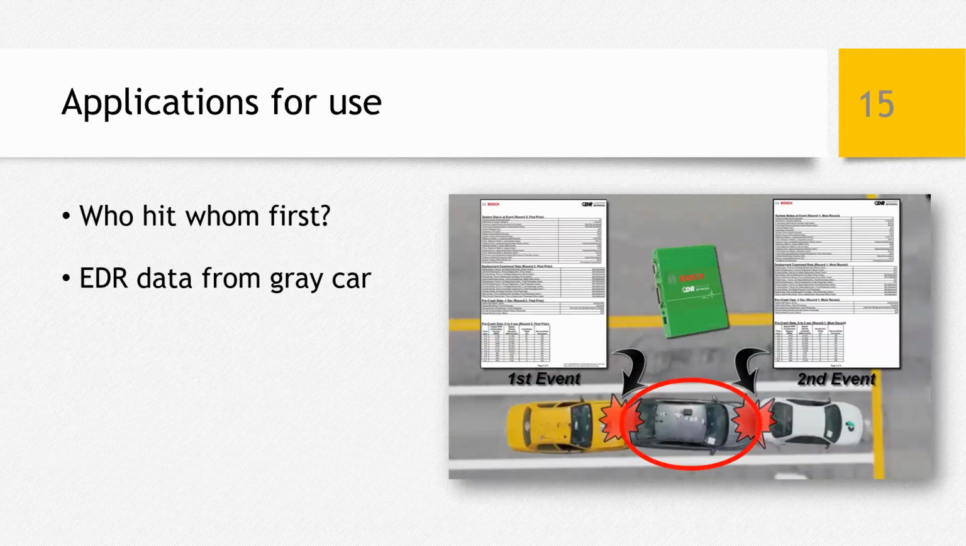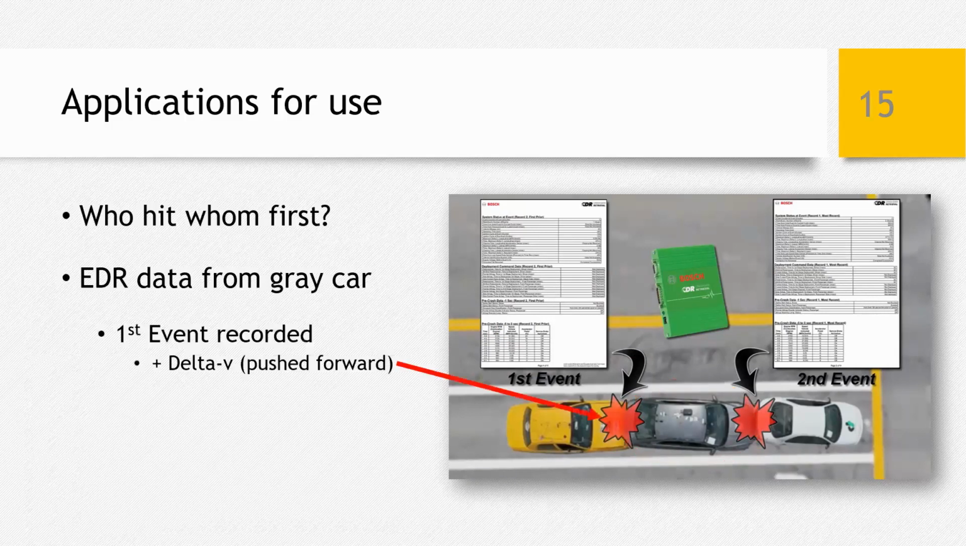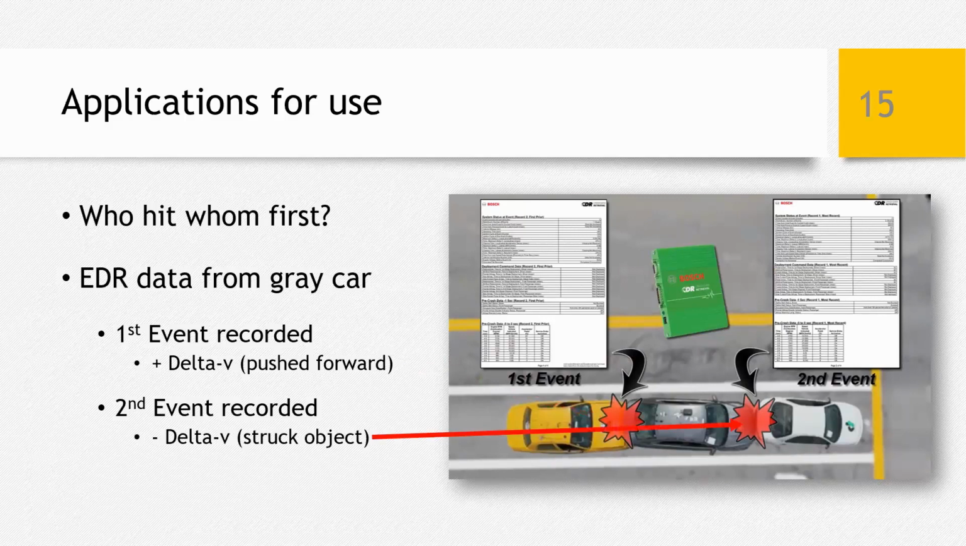In this example, data was downloaded from the gray car in the middle of this inline chain reaction crash, and it showed two separate events or impacts occurred in rapid succession. The data showed that the first impact in this series of impacts had a positive delta V. That indicates the gray car was pushed forward. And the second impact showed a negative delta V, indicating that it hit an object, in this case, the white car in front of it. Again, with physical evidence at the scene, you probably couldn't answer that question. What are you left with? Damage to the vehicles, some small skid marks on the road. But what was the order of impacts? EDR data can answer that question for you.